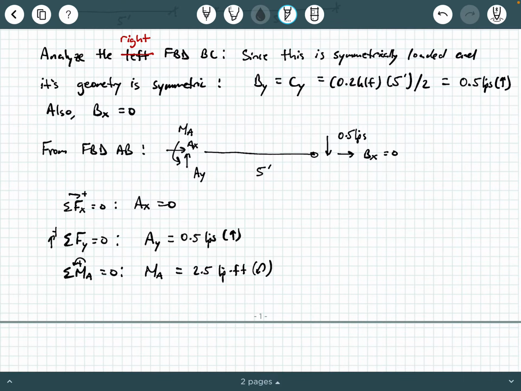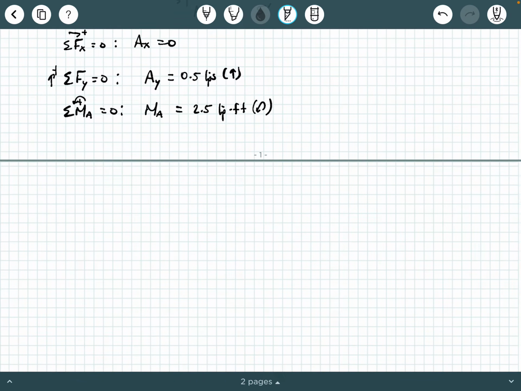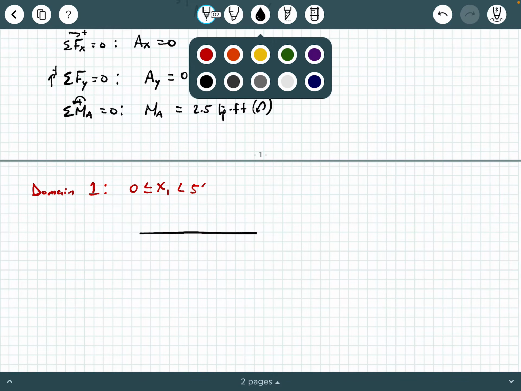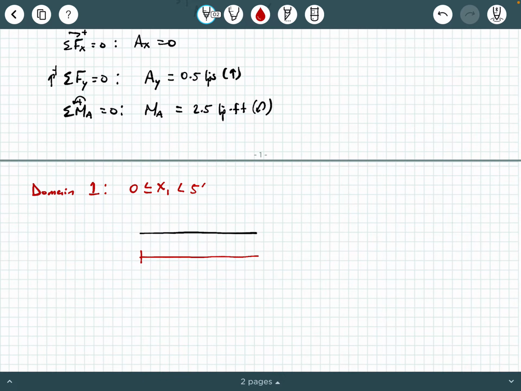So now I'm going to get to really what the point of this video is about, and that's writing our shear and moment functions. So we had 2 domains. I'm going to start with the first domain. I'm going to call it domain 1, and that is going to run from x1 going from 0 up to 5 feet, okay? Now I'm going to include my origin for x1, which was the fixed reaction, and I'm going to include all of the terms that are within that domain.